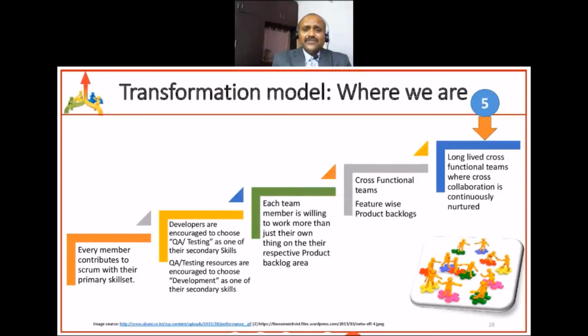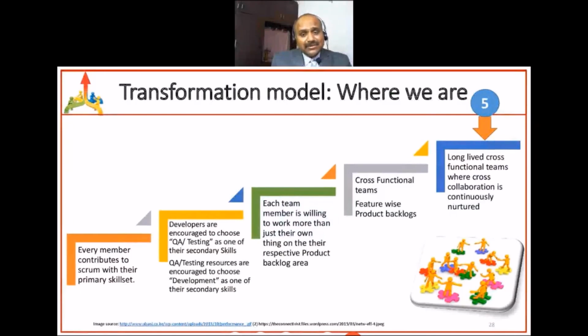So friends, where are we now? We crossed level 1, where every team member contributes to Scrum with their primary skill set. In level 1, you are working on your primary skill set only. But the moment you come to level 2, we basically started swapping the developer to a QA, similarly QA to developer, with their own area. In level 3, within the same component, we try to step up in terms of learning new development skills, either in terms of development domain or in terms of technology.